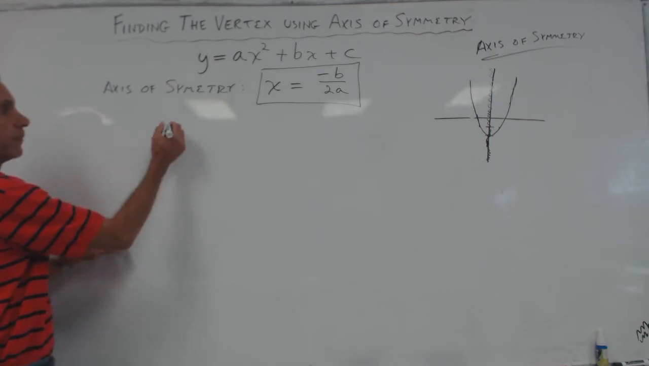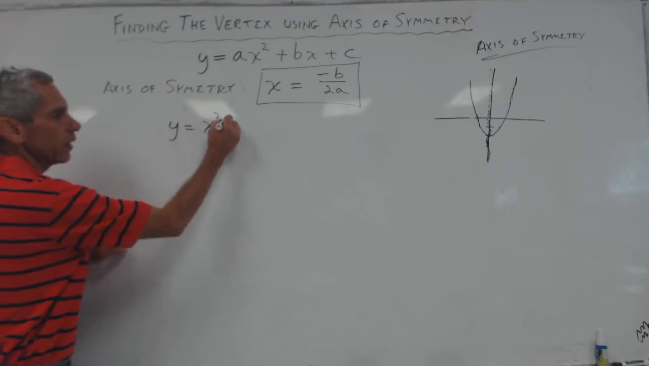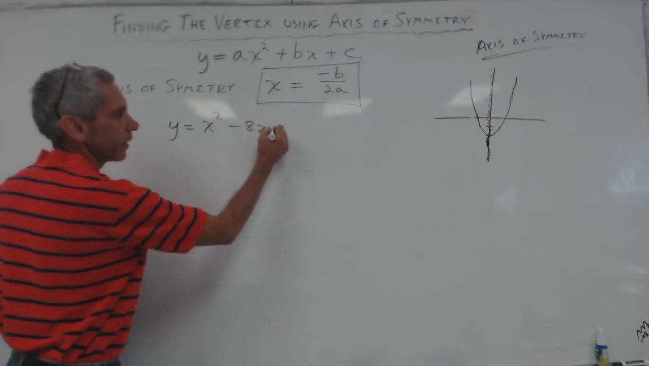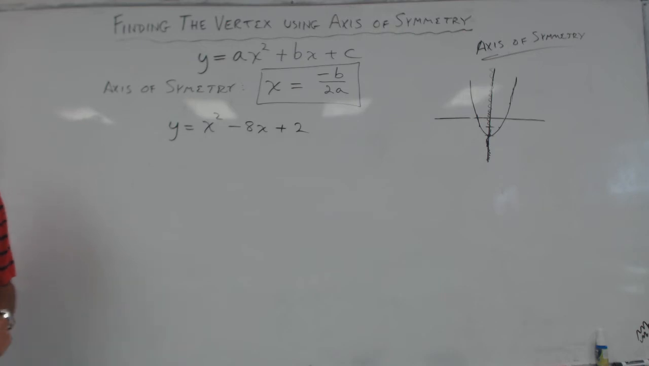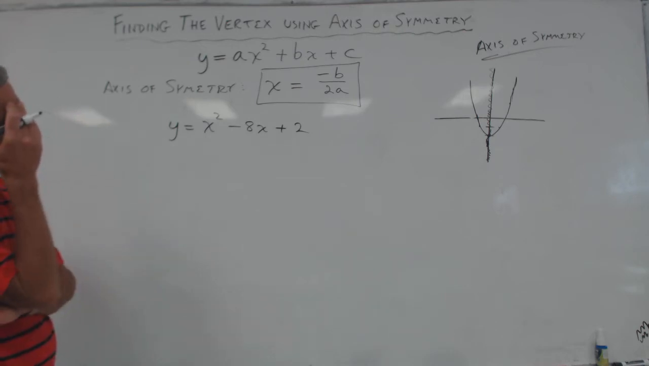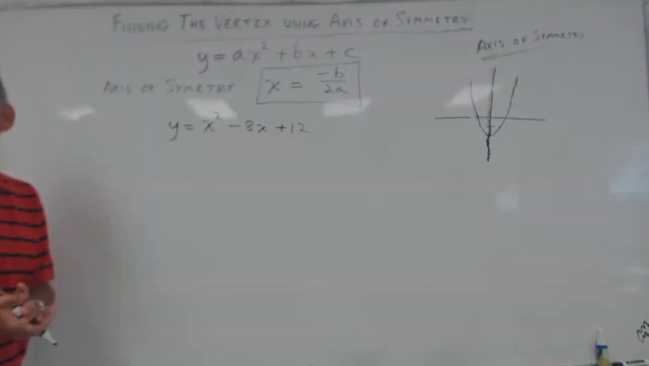So let's try one. Let's find the axis of symmetry for y is equal to x squared minus 8x plus 2. Okay? Well, hang on one second. Let me just think about this for a second. So 4, 16, negative 16. Let's do plus 12. Let's just do that. Okay?